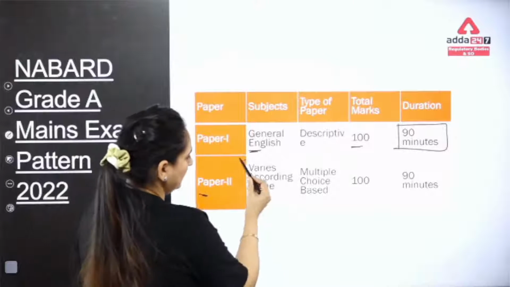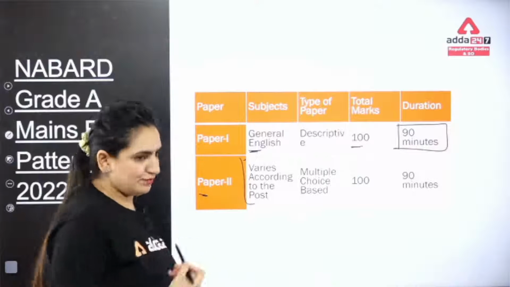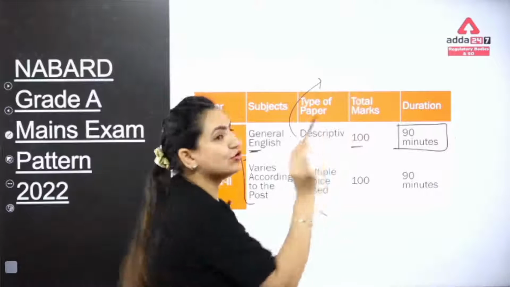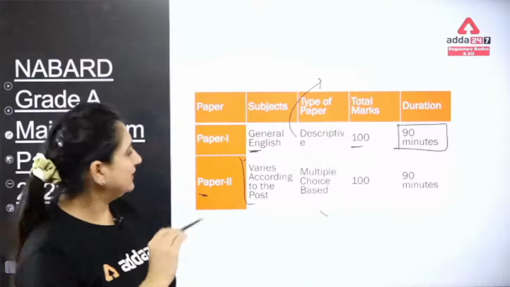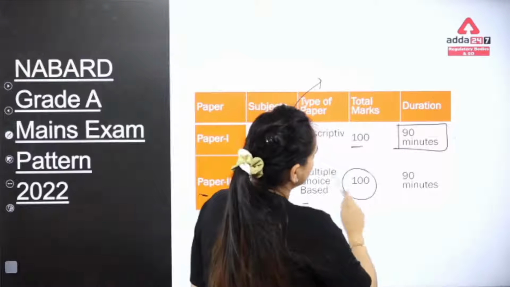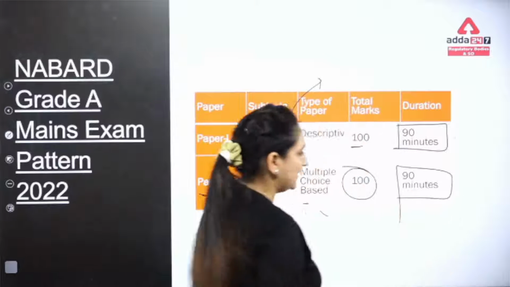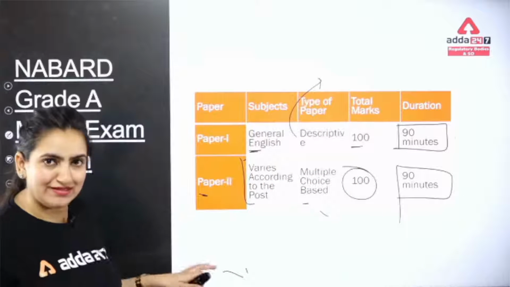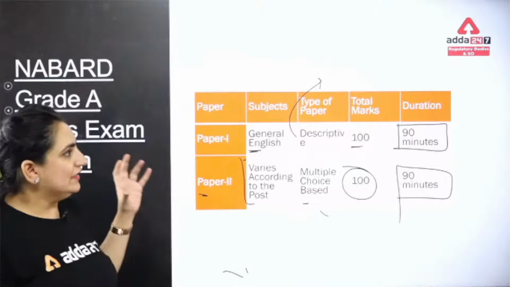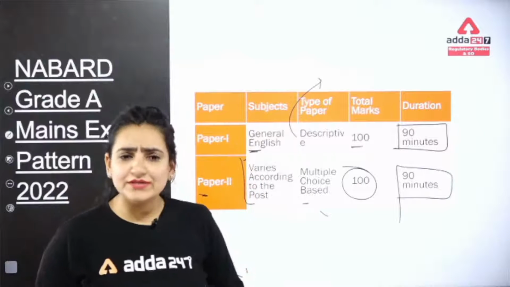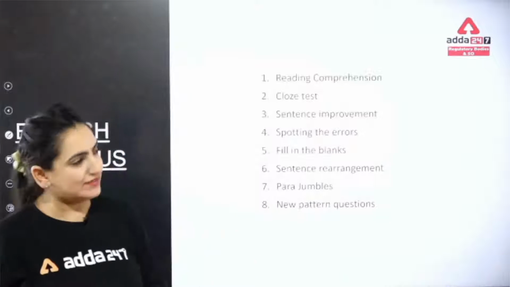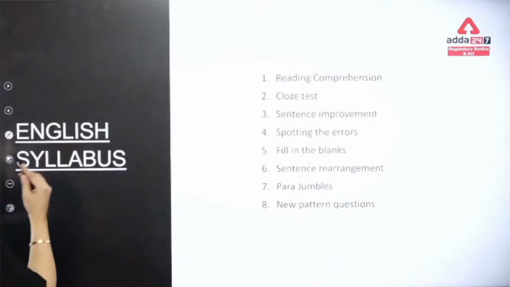This varies according to the post. Again, this is multiple choice based, but paper 1 is descriptive based, not objective, where the general English questions will be there. So again, this is for total 100 marks for 90 minutes. So this takes up your mains, and prelims we have already discussed. I firmly believe the things are quite clear to all of you in context to the pattern of the exam, prelims and mains. And now moving forward with the syllabus.